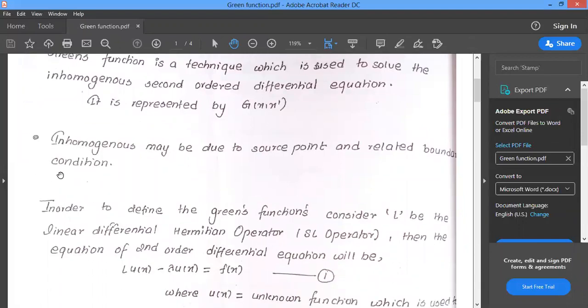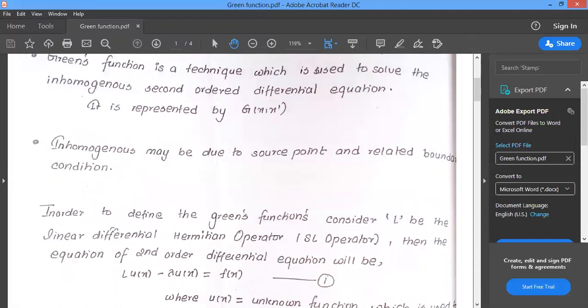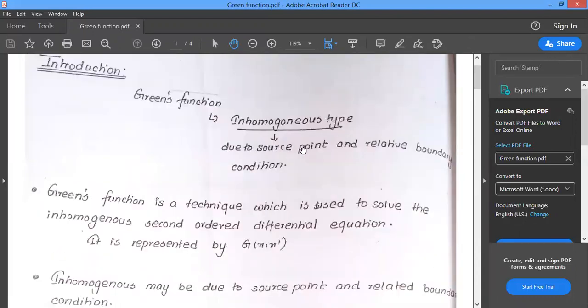In another point, inhomogeneous may be due to the source point and relative boundary conditions. That means inhomogeneous is due to the source point and relative boundary conditions.